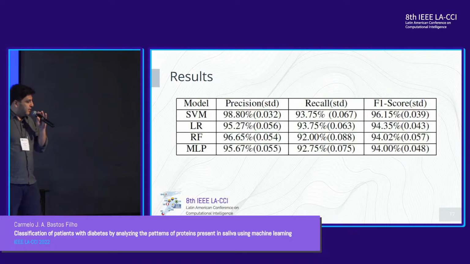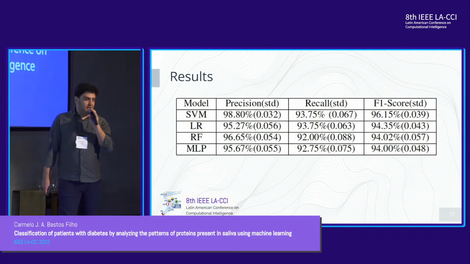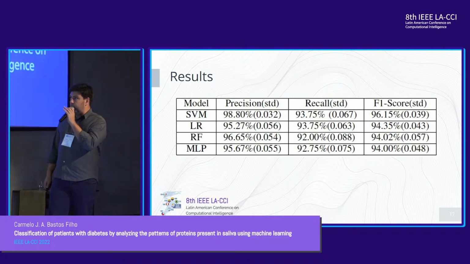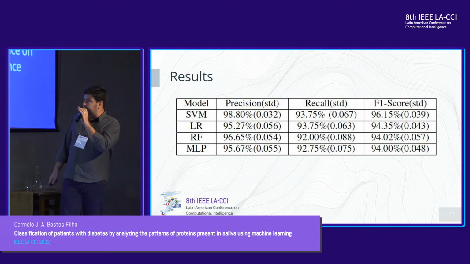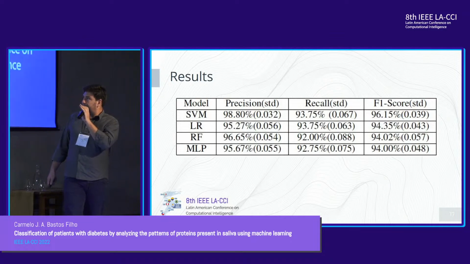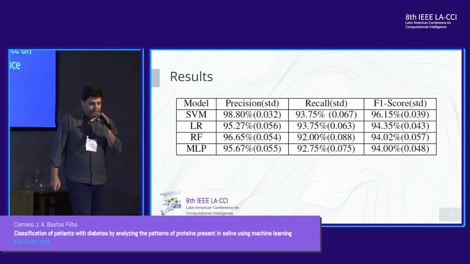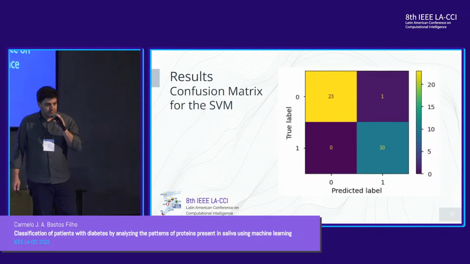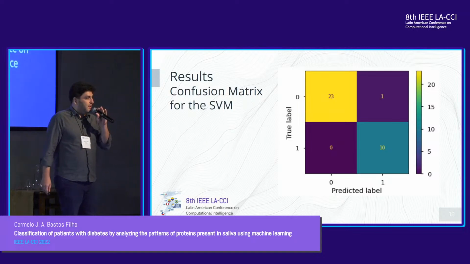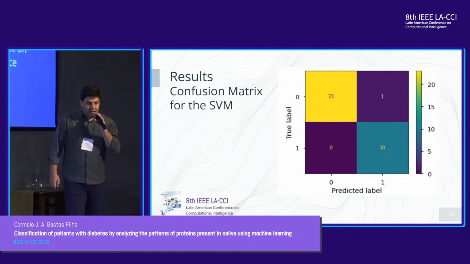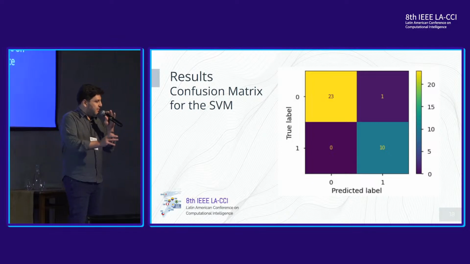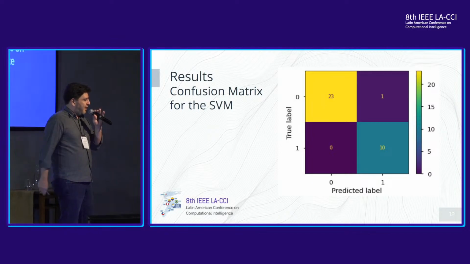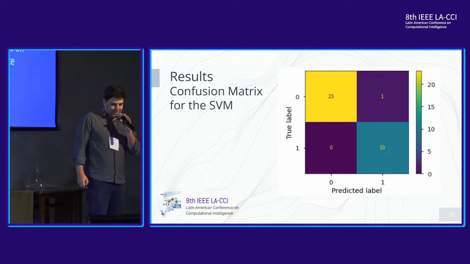As you can see, for the precision, again, the support vector machine achieved better results, and we were expecting this. The recall was roughly the same for SVM and logistic regression, and we achieved better results for F1 score for the SVM model. Here we are just analyzing the confusion matrix for the SVM model. As you can see, we have one false positive, and we analyzed that maybe it could be a kind of noise in the measurement process.